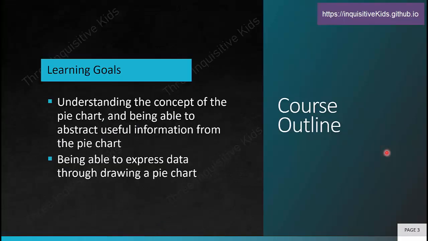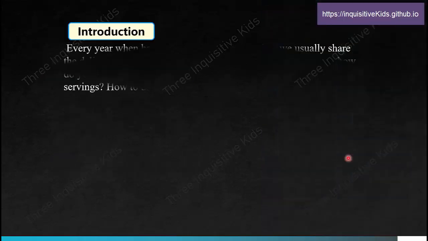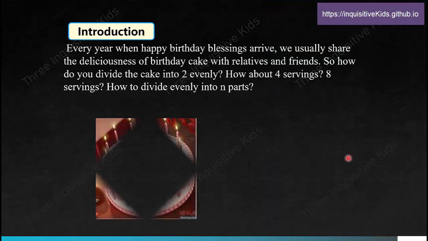And the learning goals for today are understanding the concept of the pie chart and being able to abstract useful information from the pie chart, and being able to express data through drawing a pie chart. As you can remember from the first lesson, I believe, the pie chart was one of the examples we saw as different ways to collect and manage data. So here's an introduction to the lesson today.